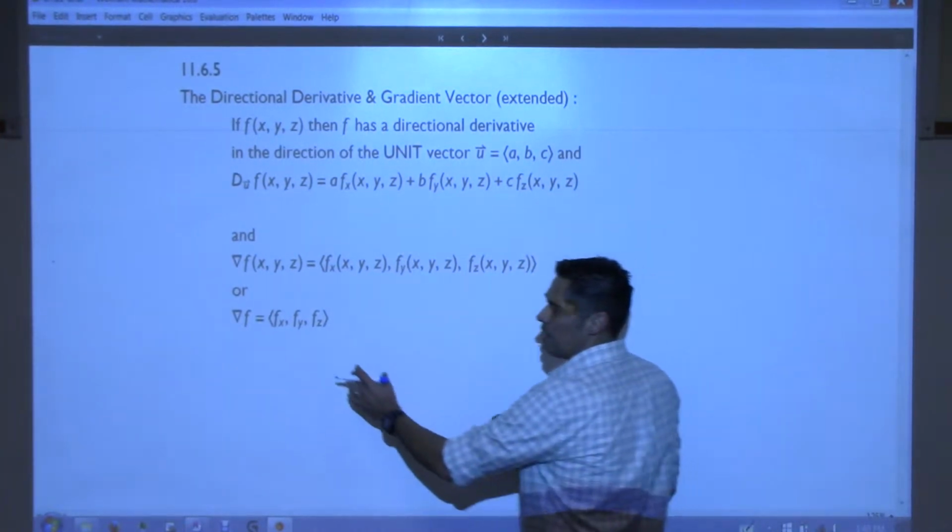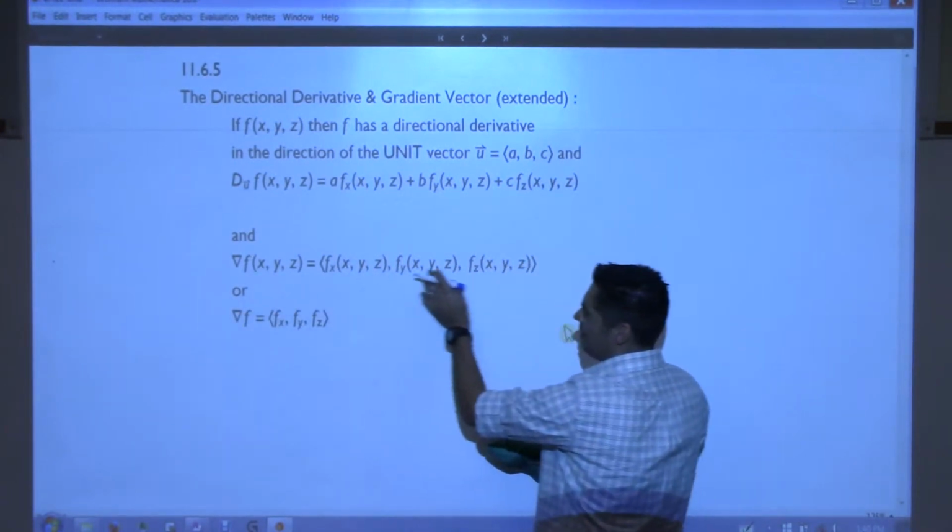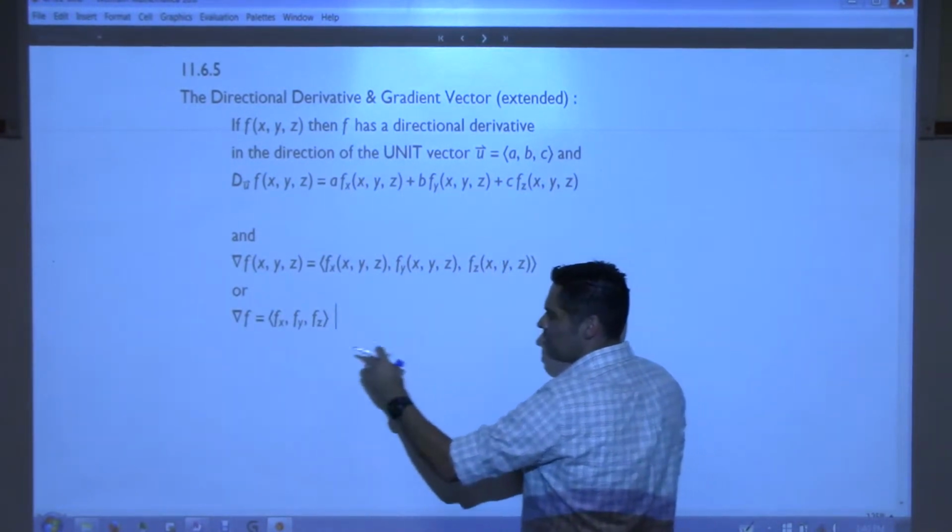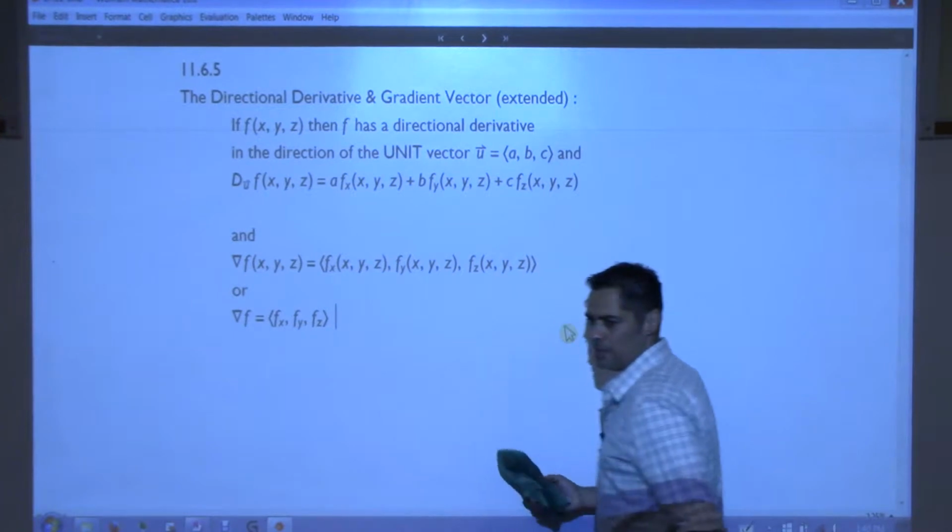So there are two different notations. Del f is either written out that way with all the x, y, z's, which is too much, or just shorthand is something like that.